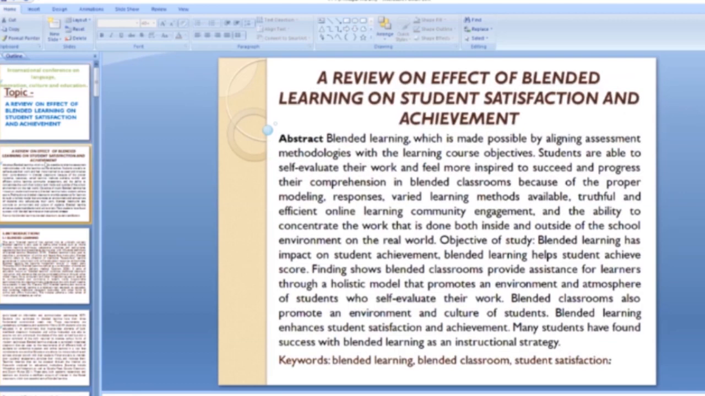So blended learning is a method in which we blend traditional learning with online learning processes, and many new technologies have been involved after COVID-19, and I have worked on it after that. Blended learning enhances student satisfaction and achievement, and many students have found success with blended learning as an instructional strategy. This is the introduction part.